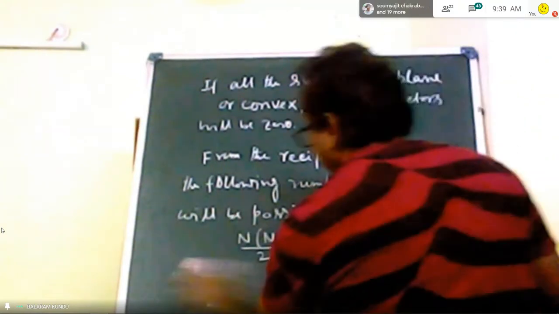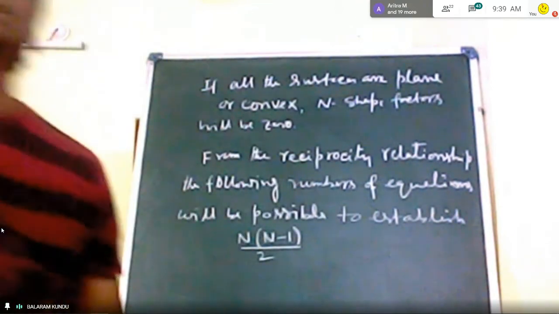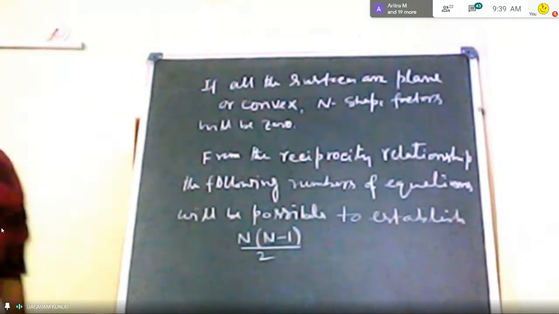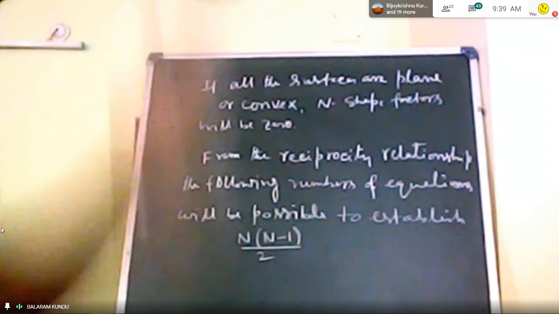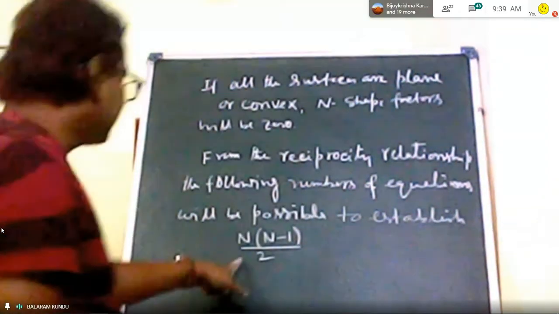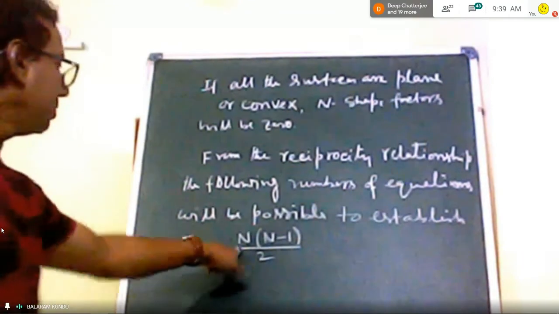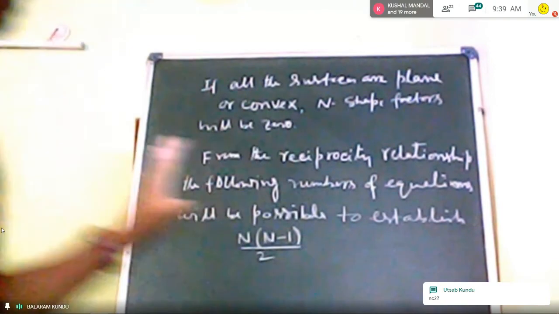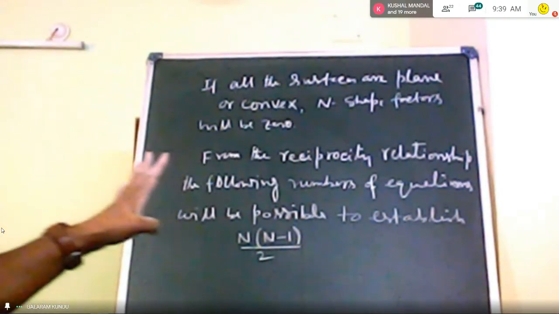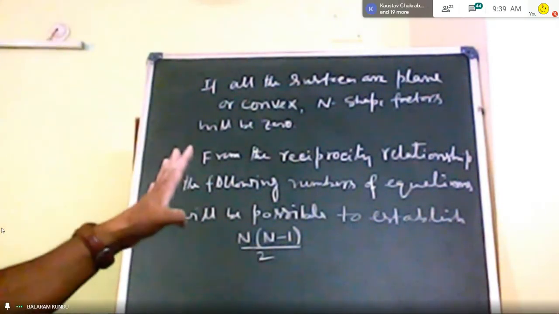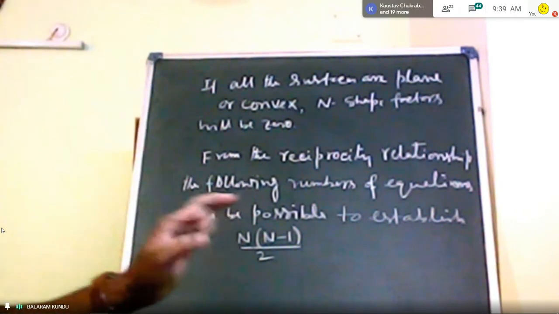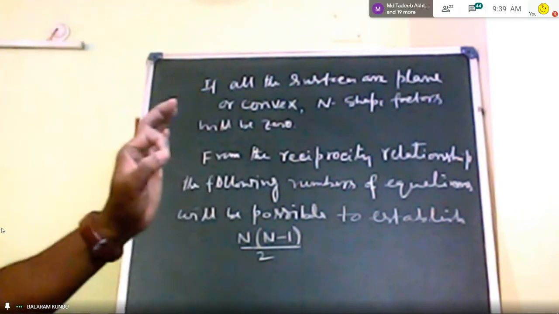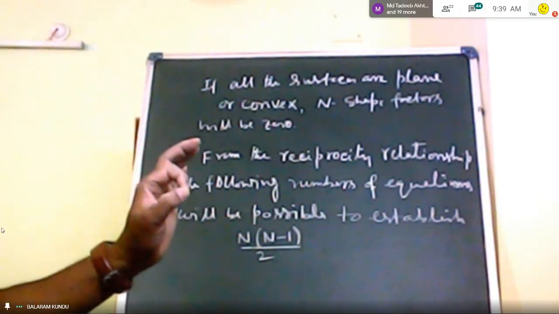This number of equations will be possible to establish by using the reciprocity relationship. The number will be n into n minus 1 by 2. So this number of shape factors will be possible to determine by using the reciprocity relationship.